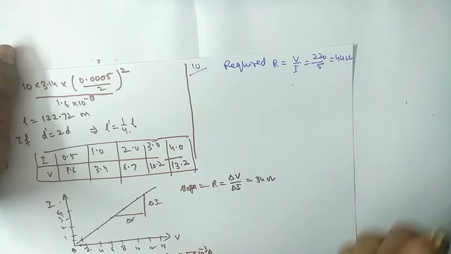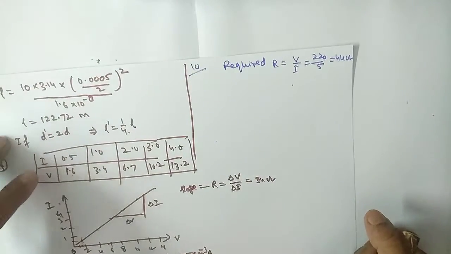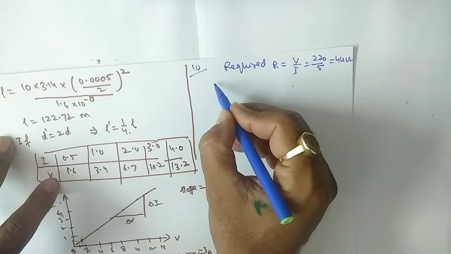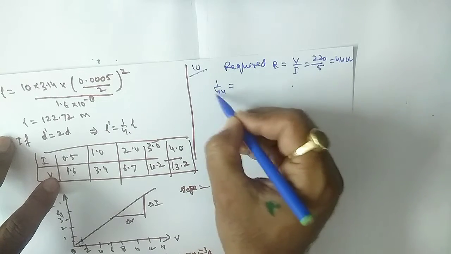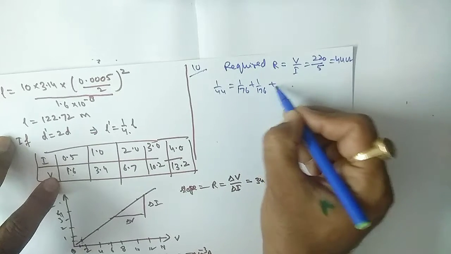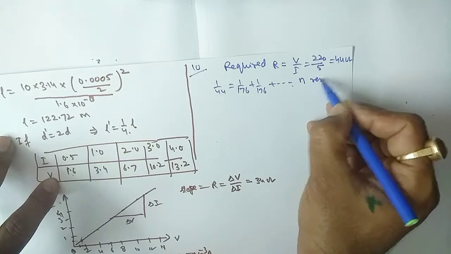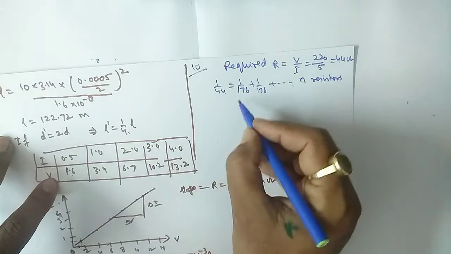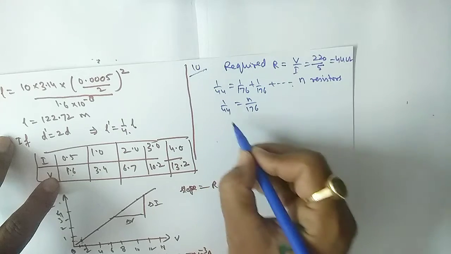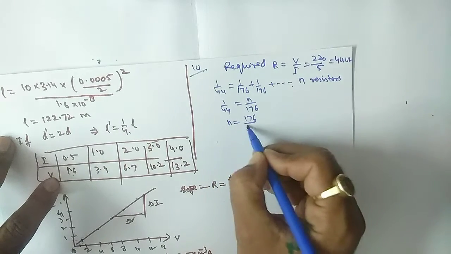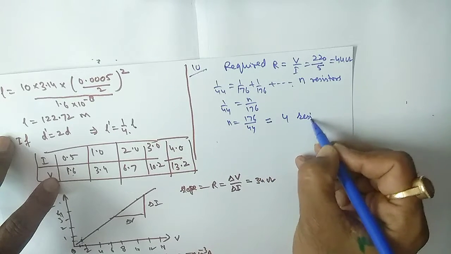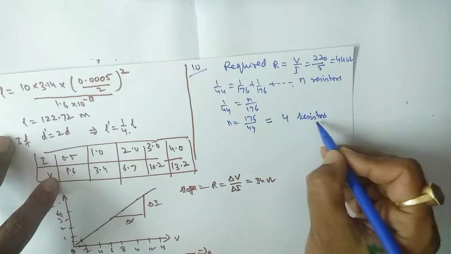And you have resistors of 176 ohm. So how many resistors will you connect so that the resultant becomes 44? In parallel you have to connect. So 1 upon 44 is the resultant. Suppose there are n resistors, each 1 upon 176. It will come n upon 176 equals 1 upon 44. So n is equal to 176 upon 44, and the answer is 4 resistors.